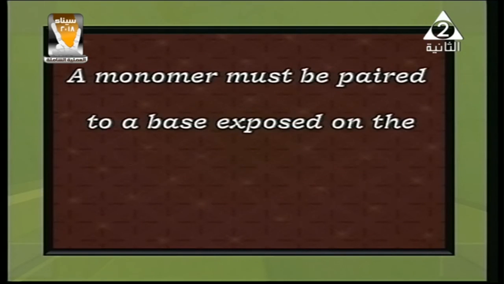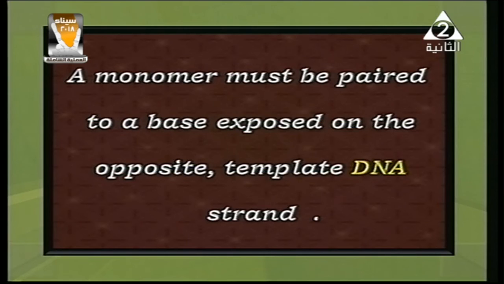A monomer must be paired to a base exposed on the opposite template DNA strand, I mean the opposite side. So it is necessary to be what? To be paired to the base.